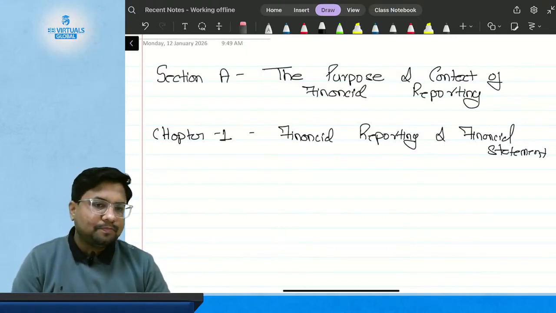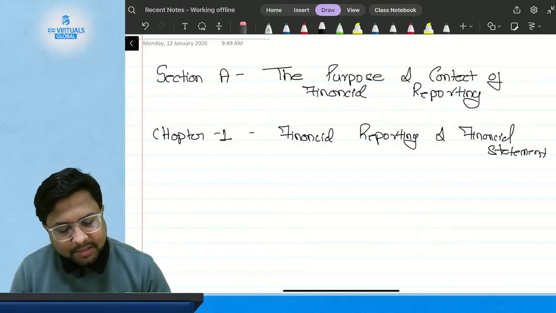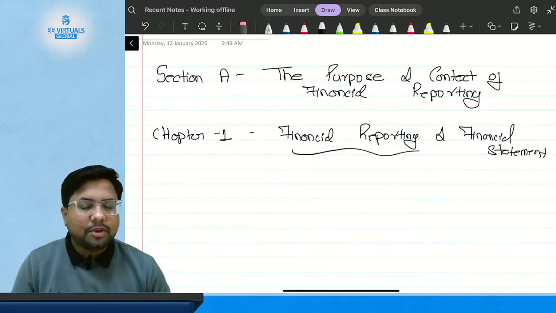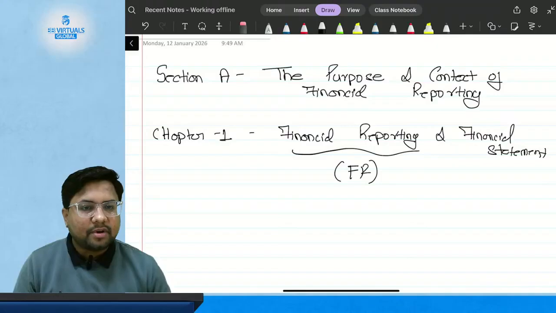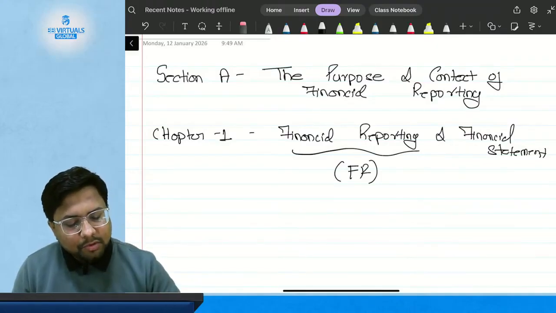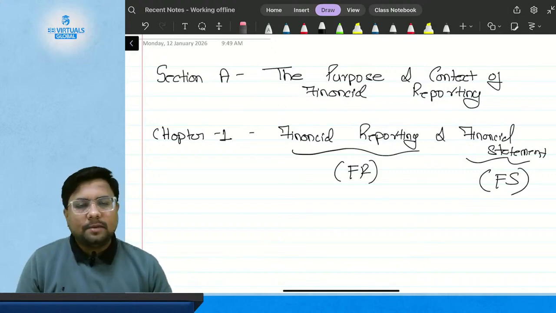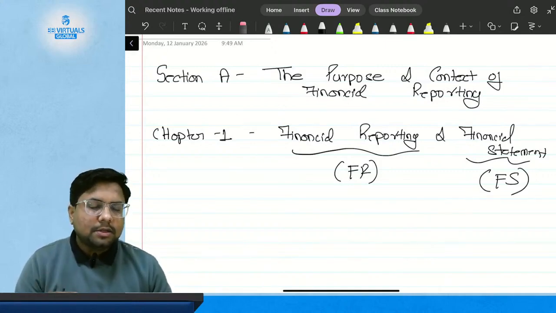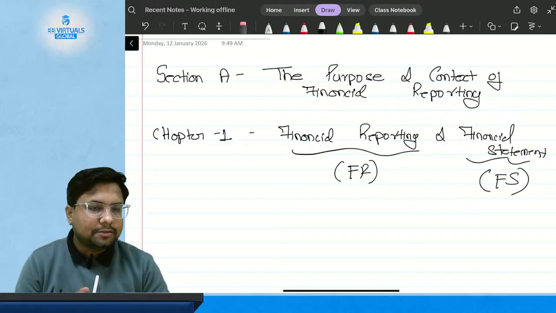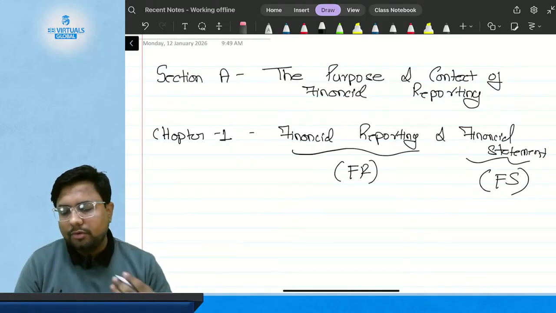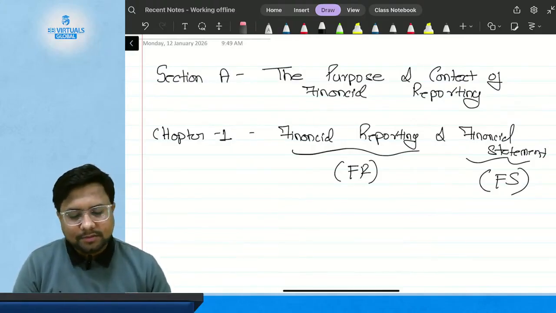Let's start with the very basic, that is financial reporting. Whenever we say financial reporting, we will also use the short form FR, and for financial statement we will use the short form FS. In my notes I will give you a page where I will write down all the abbreviations that I have used in the class. So FR means financial reporting, and FS means financial statement.